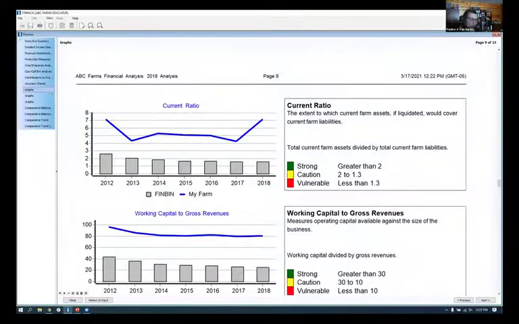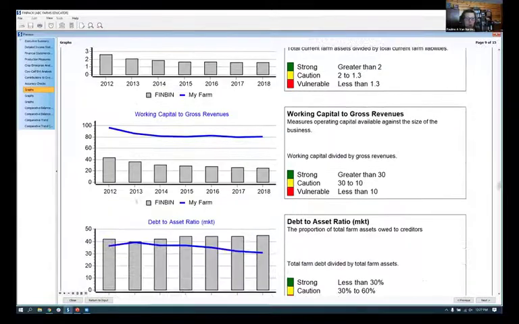Also with our FinAn, I talked about history in our overview. These graphs are really great once you do have that history, because we can see the performance of this operation over time. And then we have FinBin. We're going to talk about FinBin in a couple weeks, I believe, but that's coming from our large farm financial database, so we can actually pull some peer benchmarking information directly into the software with that. So all of the different ratios and measures are outlined here, so we can see not only the trend, but get a quick look at strong, caution, or vulnerable situations, what those may be.